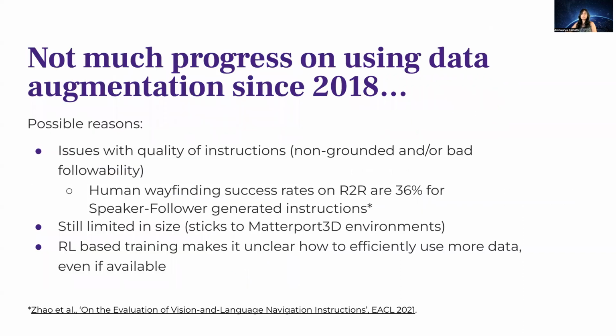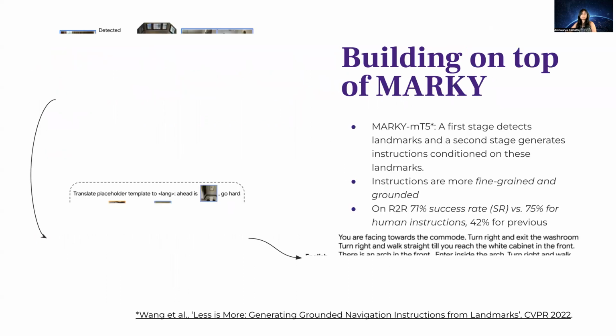Existing generators, however, suffer from poor visual grounding, causing them to rely on language priors and hallucinate objects. Human annotators look at less than 30% of the environment, and the instructions reference only a fraction of even those objects that they look at. This makes learning a precise mapping between visual inputs and text outputs much harder. As a consequence, human wayfinding success rates on R2R are 36% for speaker-follower generated instructions. Further exacerbating the problem is that the Matterport3D environments are limited in size, and RL-based training makes it unclear how to efficiently use more data, even if it was available.